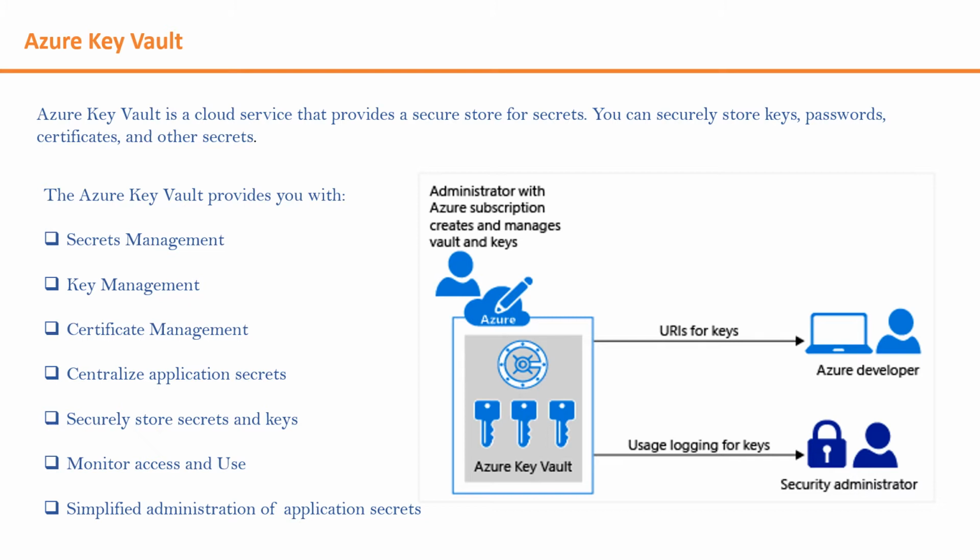Next is securely storing secrets and keys. Using Azure Key Vault, you can securely store secrets and keys, and access to Key Vault requires proper authorization before a caller can get access. Authentication establishes the identity of the caller, while authorization determines the operations that they are allowed to perform. Authentication is done through Azure Active Directory. Authorization may be done through Azure Role-Based Access Control or Key Vault Access Policy.